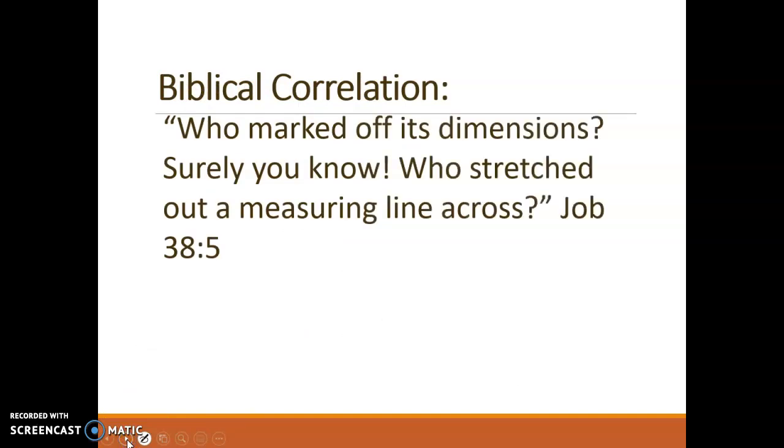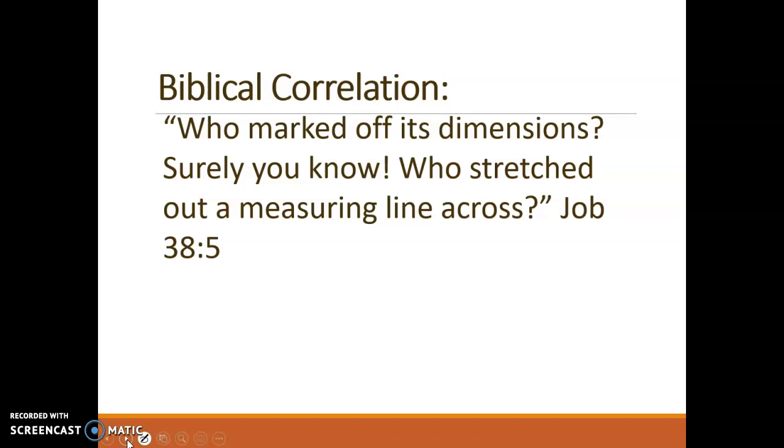Our biblical correlation for this unit comes from Job 38:5, where God is saying to Job these words, "Who marked off its dimensions? Surely you know. Who stretched out a measuring line across it?" This is God talking to Job saying, who do you think did all of this? Who created this world? Who measured everything?